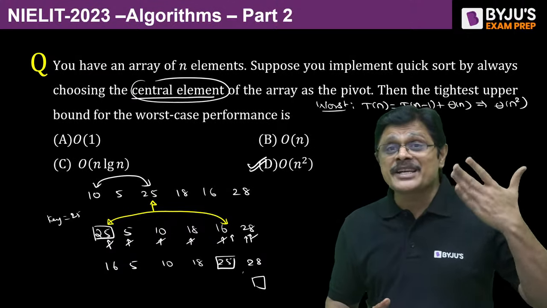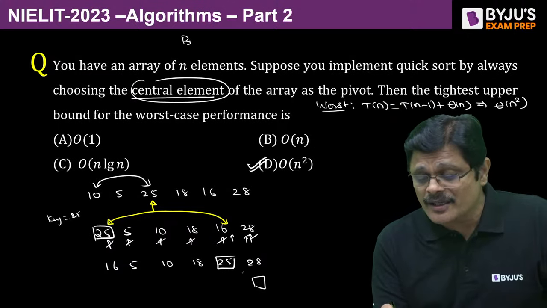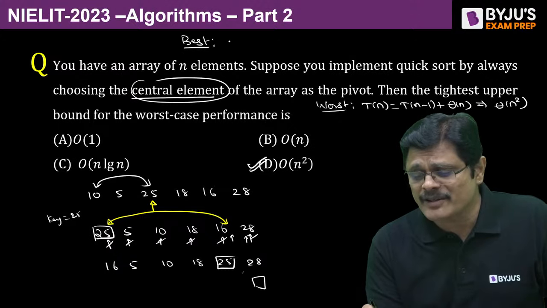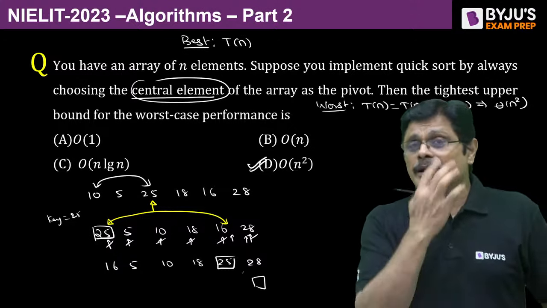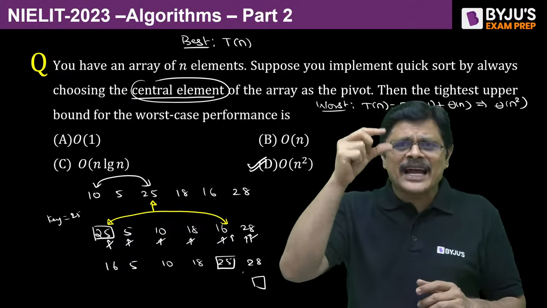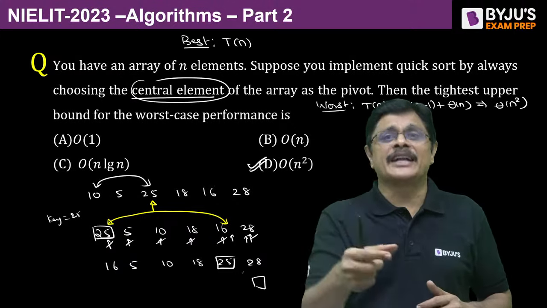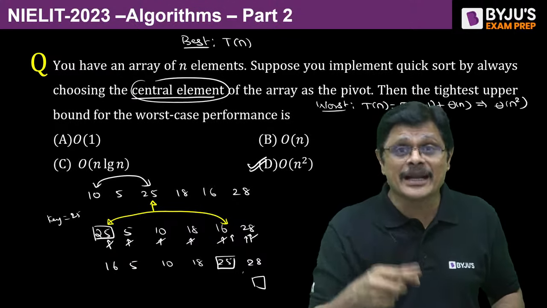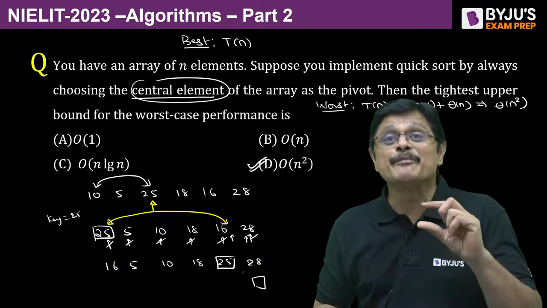When do you get the best case complexity for quicksort? The best case complexity you get for quicksort when the partition element exactly sits at the center every time. The mid element is called the median element. We generally call it the median.